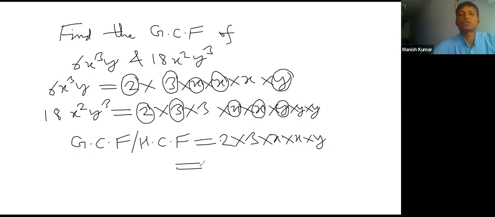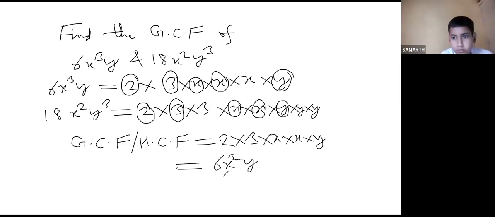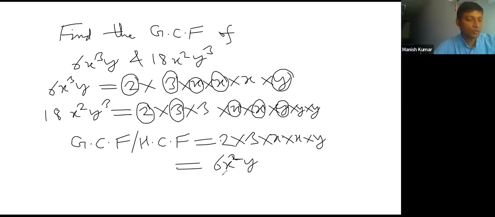Okay. Then the next step is to be written like what you are saying. 6x square y. This is the greatest common factor, isn't it? Yes. Samarth, is it understood now? Yes, sir. Okay, take a screenshot. Next question will be for you. I am clearing the page now.